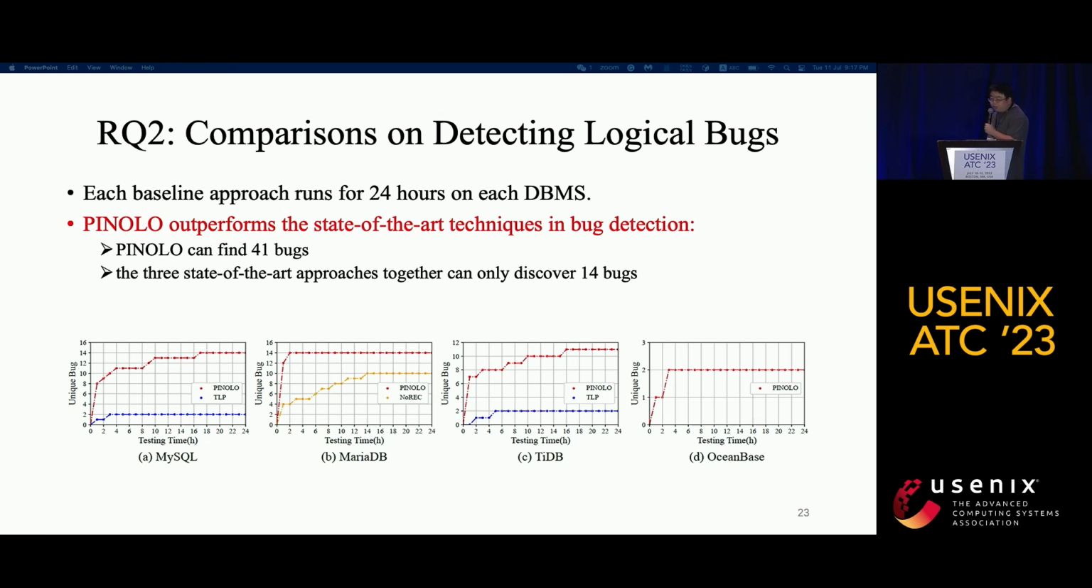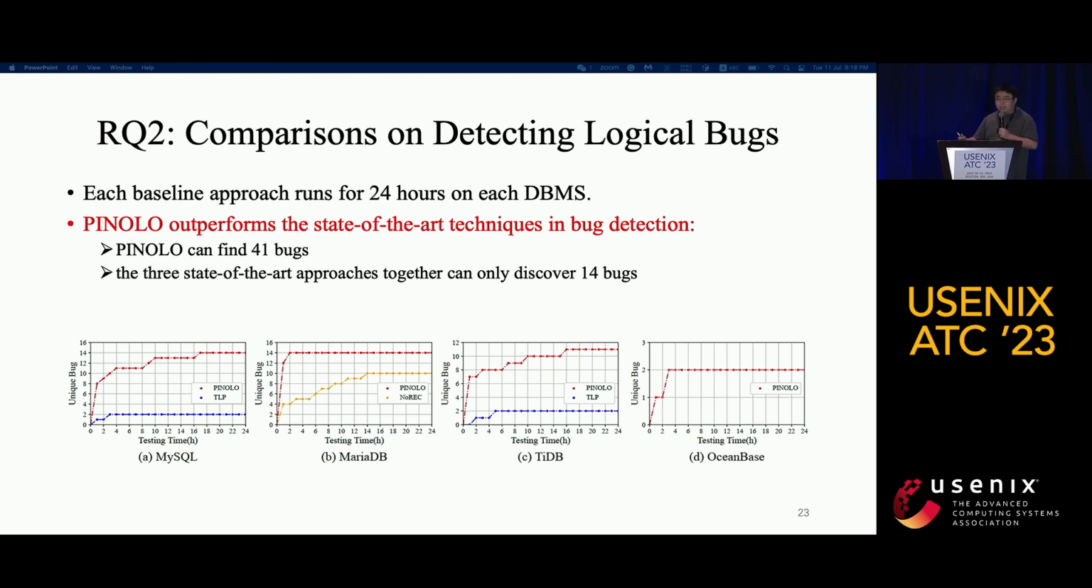And for the second research question, we run our approach and some baseline approaches for 24 hours on the same DBMS settings. And our approach can discover 41 bugs, but the existing techniques can only discover 14 bugs in total. The reason is that our approach does not have very strong restrictions on the SQL statements, on their syntax. But existing efforts can only generate very restrictive forms of SQL as input. So this makes their approaches unable to reach very high coverage in the testing process.